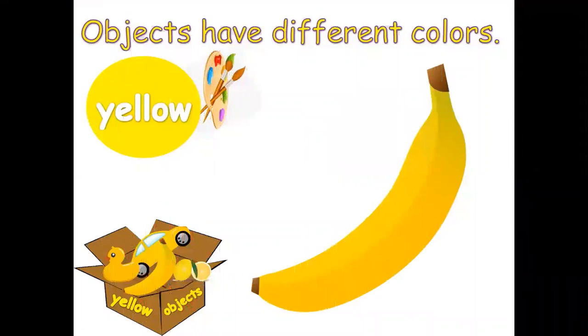Now, our second color is yellow. Yellow. So, what's this? It's a banana. Now, what color is it? It is yellow. So, what's this? It's a yellow banana. Good job.